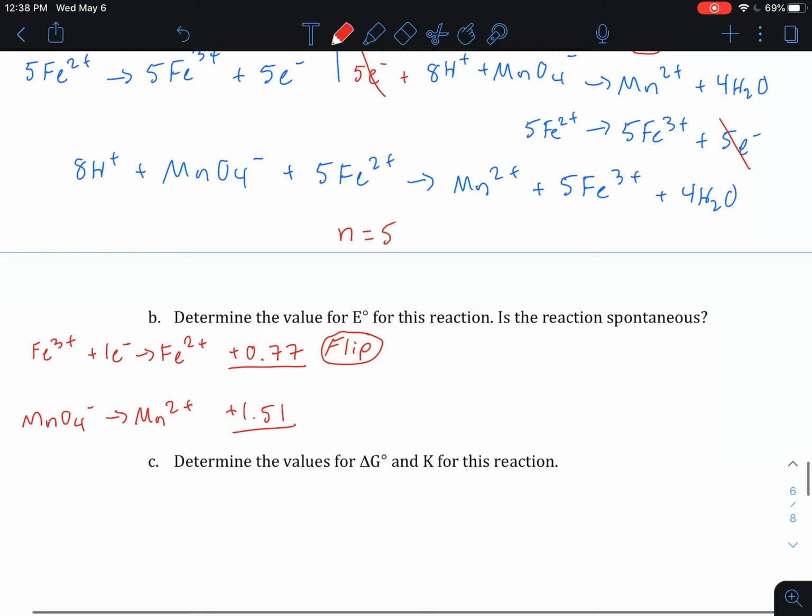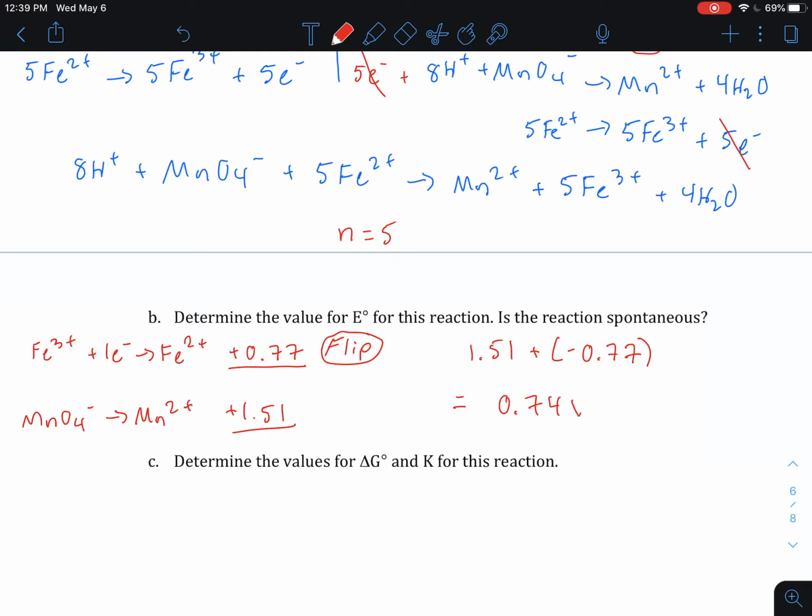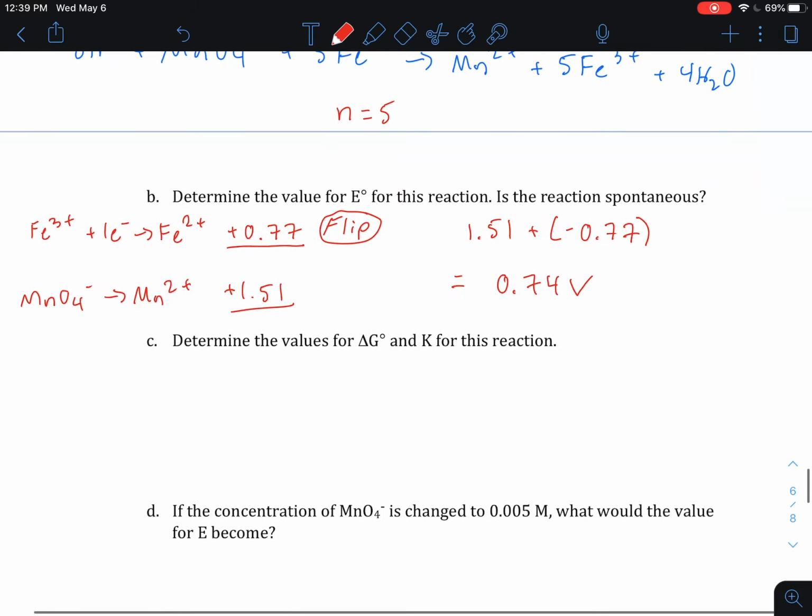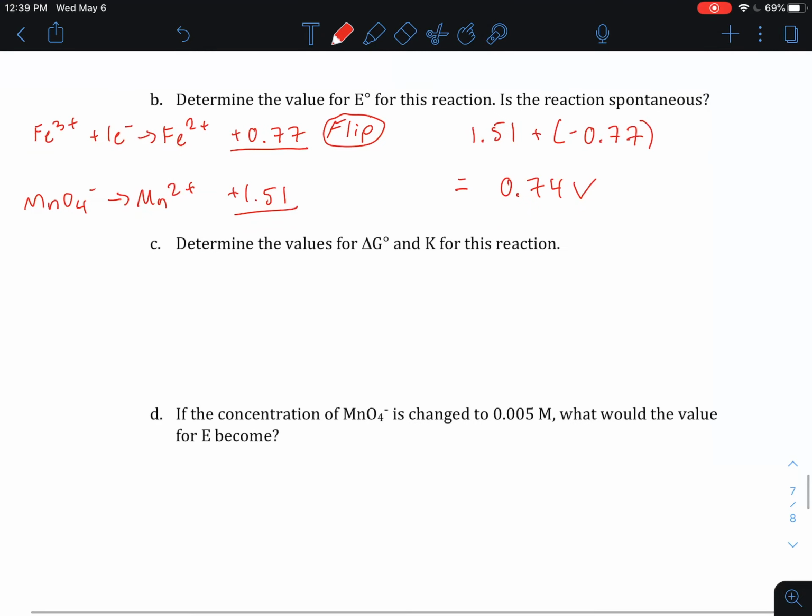So we need to flip the top one to change it from a reduction to an oxidation. So this will become 1.51 plus negative 0.77. And then that value will be our E naught for the reaction overall. That should give me plus 0.74 volts. Okay, now in C, it's asking me for delta G naught and K.